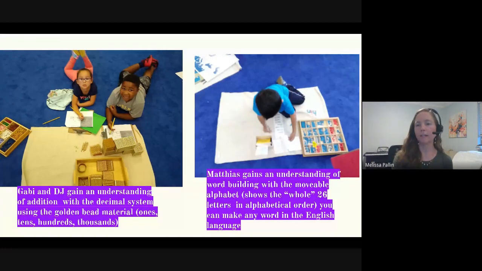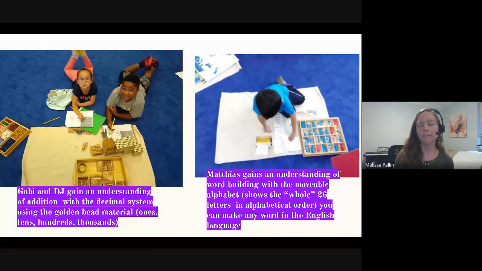Matthias is working with the movable alphabet, and this is a concrete example of that. With 26 letters, you can form thousands of words in the English language. The vowels are a certain color, the consonants are a certain color, and whenever they're doing word building, when they move beyond the movable alphabet, students tend to remember the colors, and they tend to internalize that understanding of the vowels and the consonants.